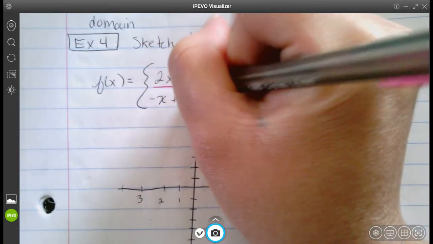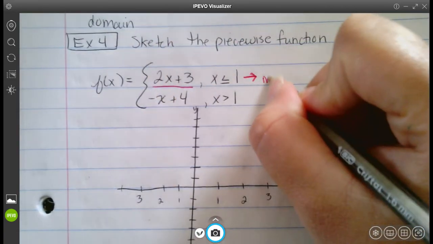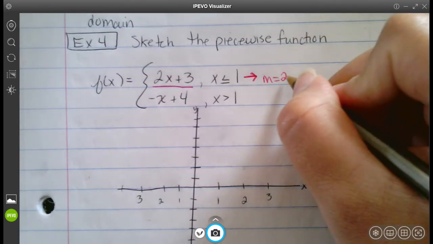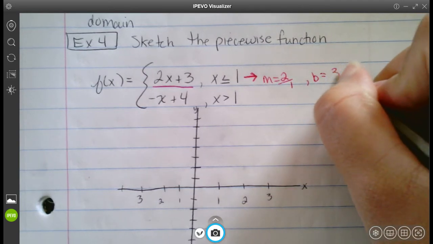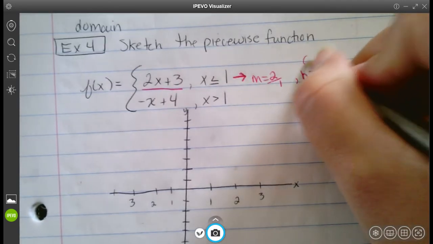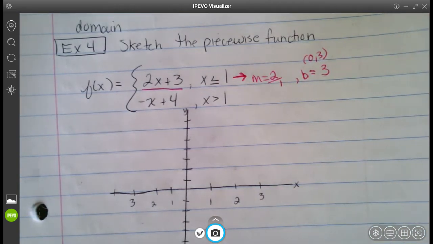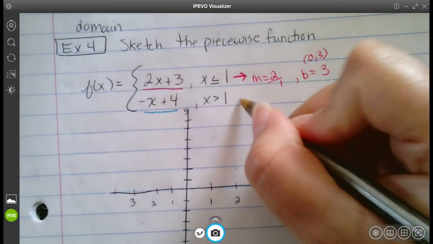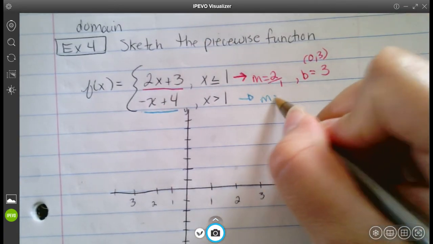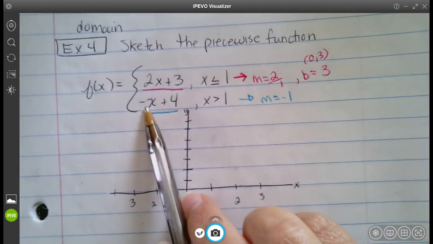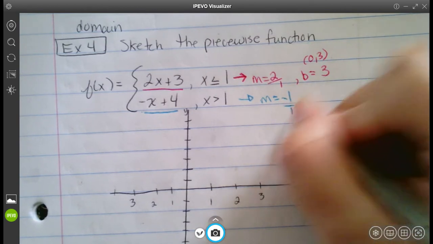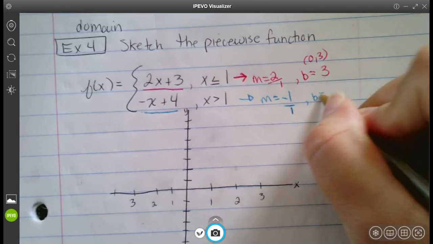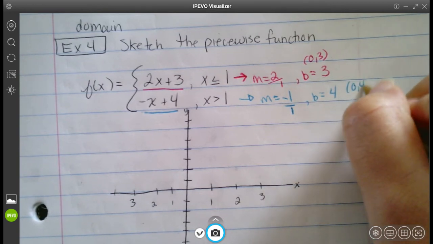My first piece, so 2x plus 3, it looks like the slope is 2. Okay, so m equals 2 or 2 over 1 if you want to think of it as rise over run. And my b is equal to 3, which means that the y-intercept is going to be at (0, 3). Okay, for my second piece, it looks like my m is equal to -1 because there's a negative in front of the x, so there's always an imaginary 1. So it's going to be -1 or -1 over 1 if you prefer that. And my b will be 4, so (0, 4).